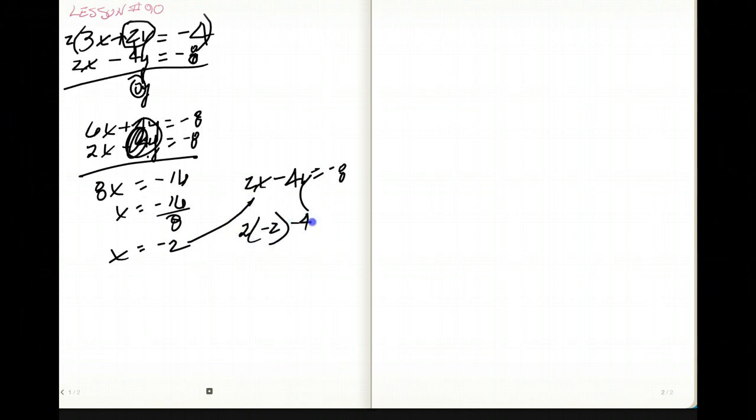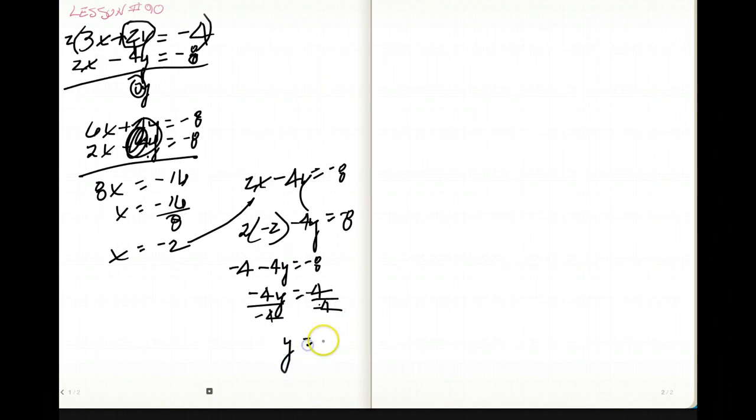So we've got negative 4 minus 4y equals negative 8. So we add that 4 to both sides. We get negative 8 plus 4 is negative 4. And then we can divide by negative 4, divide by negative 4. Hope I'm not going too fast. Like I say, this is old stuff for you, so you should be able to do this without any problem. And you get y equals 1.